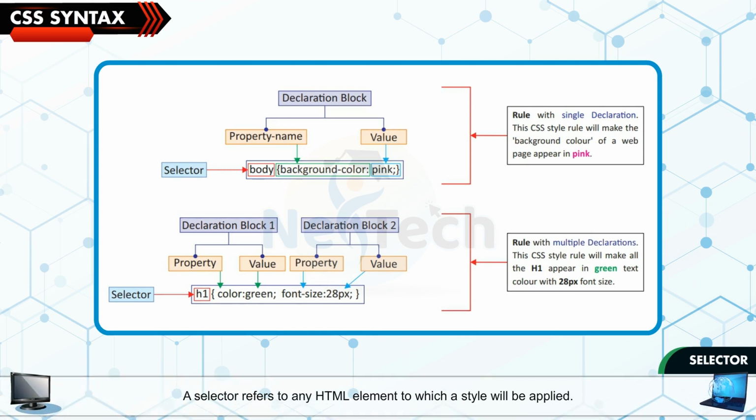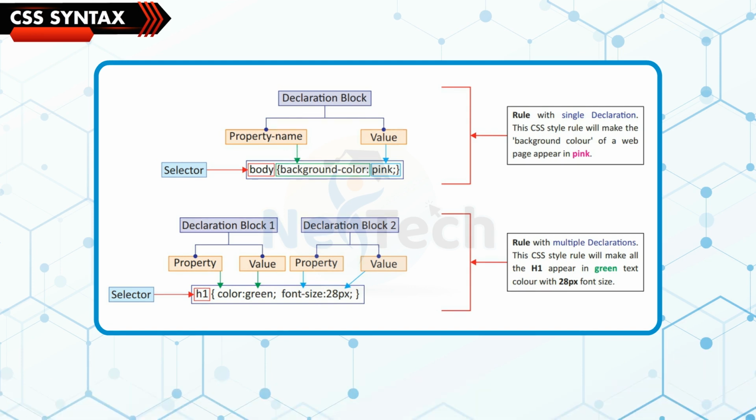Selector. A selector refers to any HTML element to which a style will be applied. For example, body, h1, p, and so on. Property. A property refers to an attribute of HTML element. Remember, each selector has different sets of properties associated with it. For example, background color, color, font size, and so on. Value. It refers to the value or option assigned to a property. For example, value for the background color property can be red, blue, or any other color.